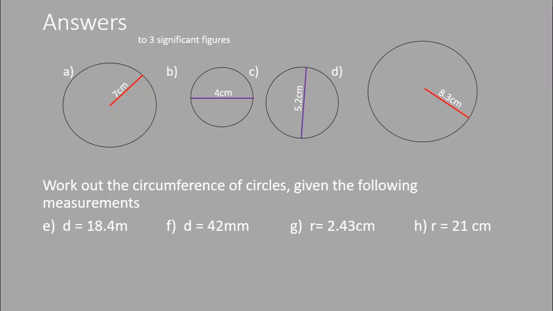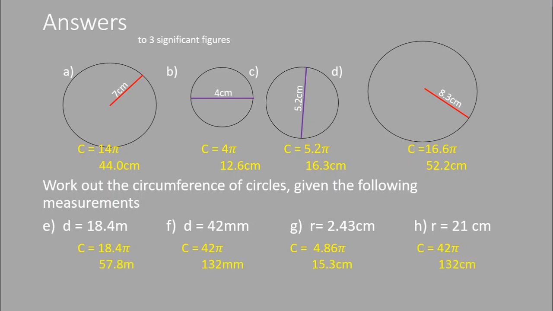Answers are coming up for A, B, C, D. Those are the exact answers, but I would imagine you put that in your calculator and you will have rounded to 3 significant figures. Those are your rounded answers. Now for questions E, F, G, H, again hit pause if you're not ready yet. Those are the exact answers, and when you calculate them to 3 significant figures, they round to this.